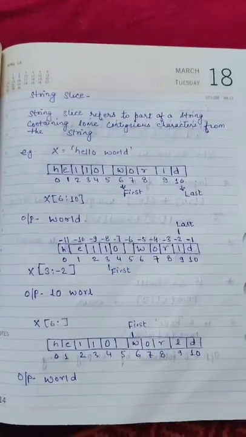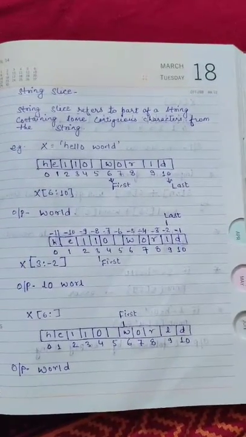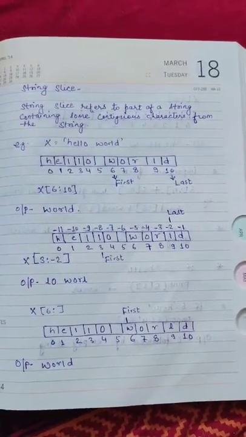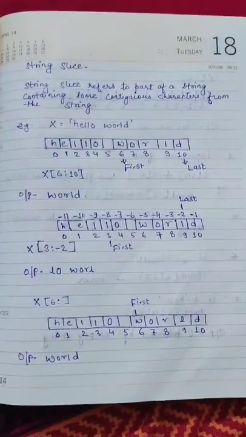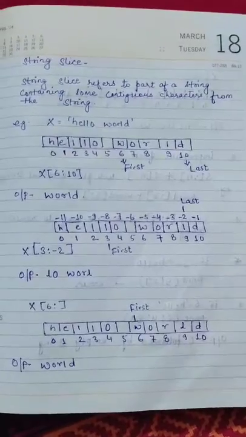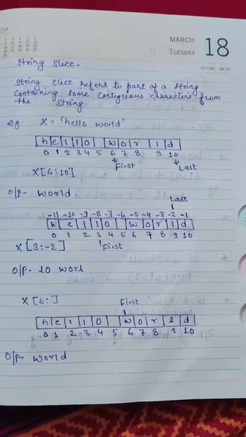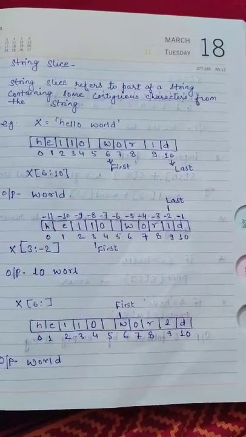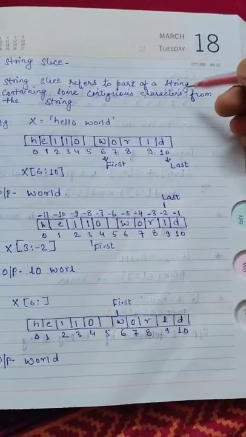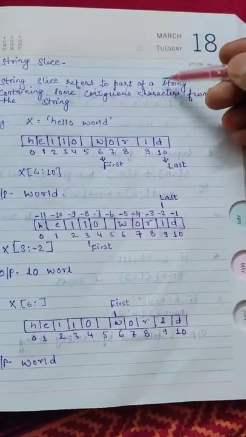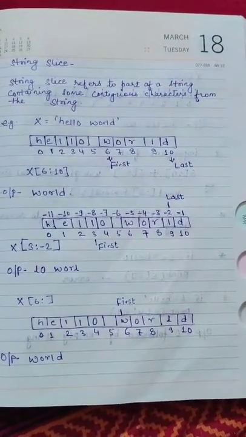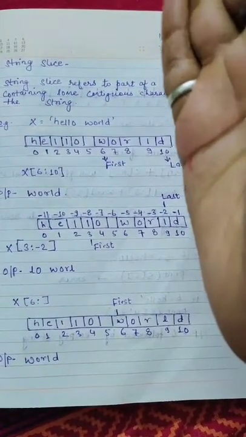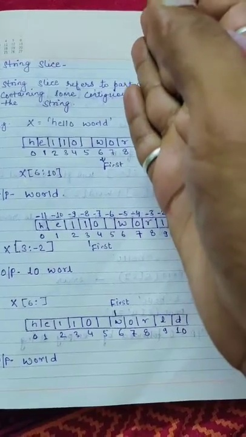Now next is string slice. A string slice refers to part of a string containing some contiguous characters from the string. This is nothing but writing a substring, which is part of a string, from a particular index to a particular last index.